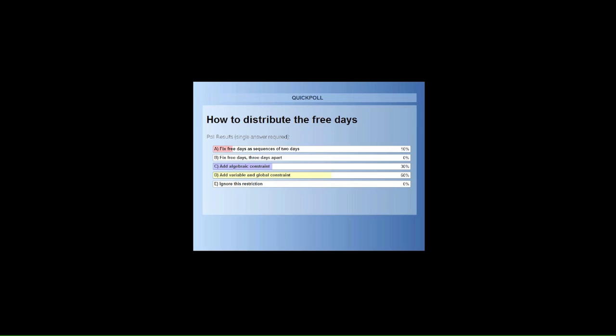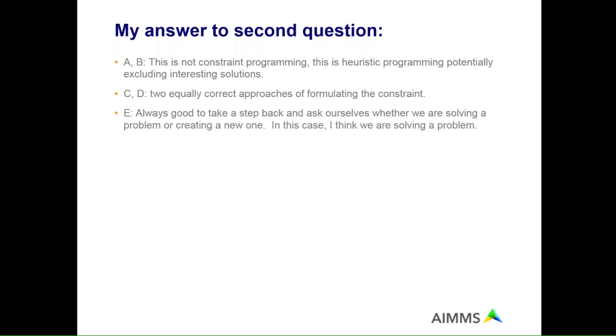Okay, correct. Because well, A, B, that's not constraint programming. It's actually potentially excluding interesting solutions. So that's not a good approach. C and D are equally correct approaches, so both are correct. And E, well, I think that for this particular application, it's not solving a problem, but creating one if we wouldn't take care of it. But that's my opinion, of course.